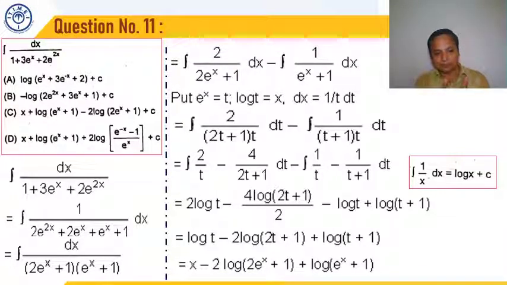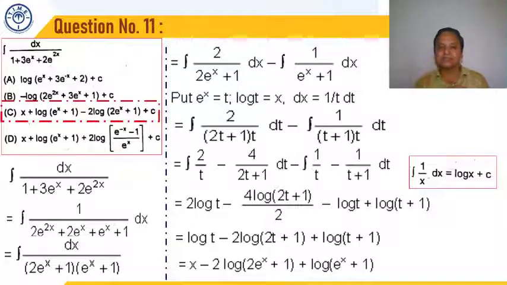We just simplify the denominator and then apply partial fractions, split into 4 different integrals, and then we solve them one by one and replace the value of t as e to the power x. If we carefully look at the choices, we get our answer as option C. C is the answer: x plus log (e to the power x plus 1) minus 2 log (2e to the power x plus 1) plus c. c is the constant of integration.